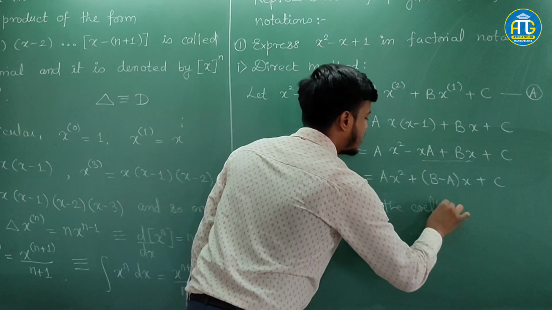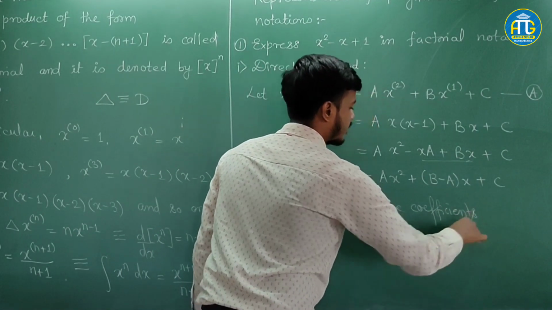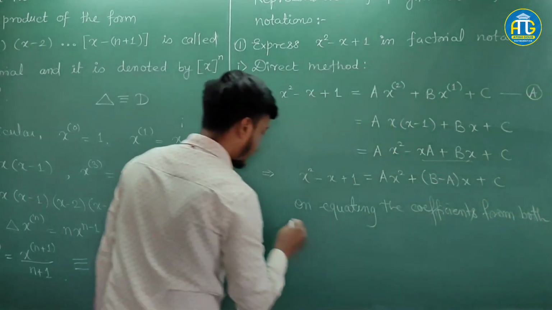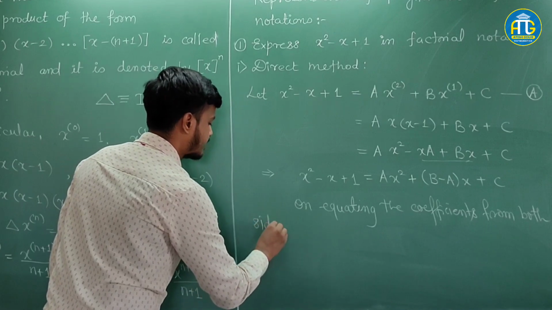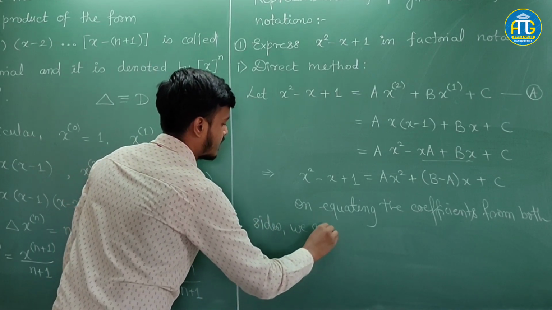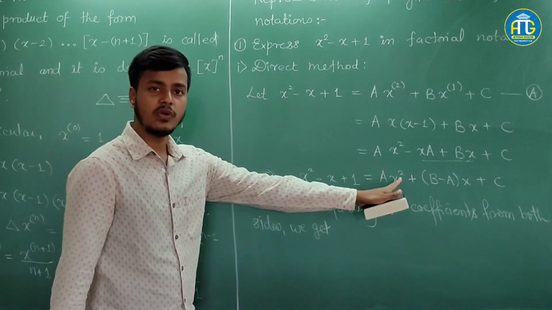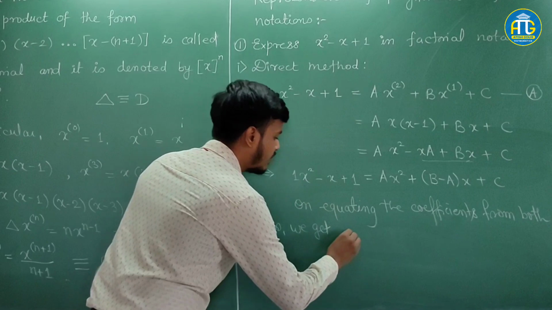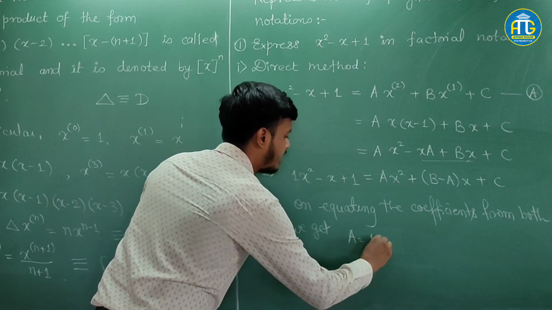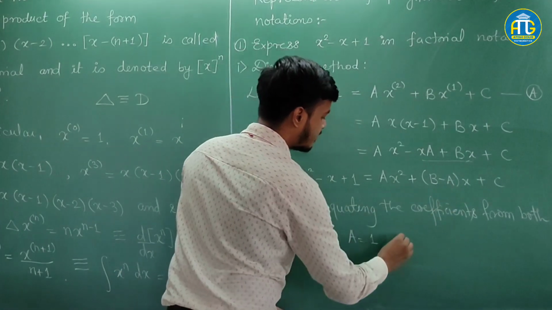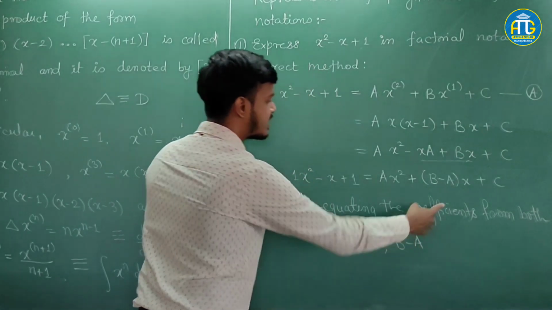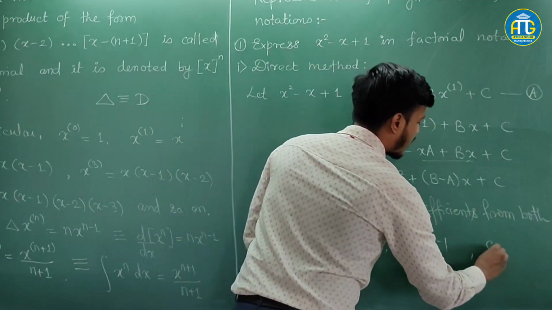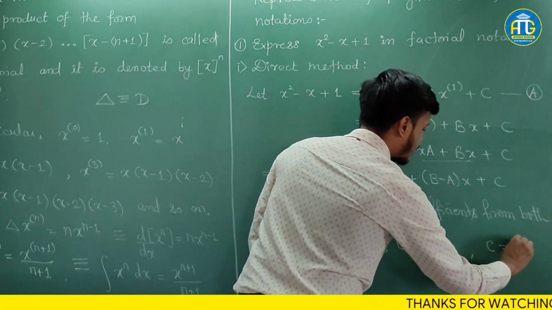on equating the coefficients from both sides we get, here the coefficient of x square is a, here the coefficient is 1. So we get a is equal to 1. Here we have the coefficient of x is b minus a, here the coefficient is minus 1, and here the constant term is c, here the constant term is 1.